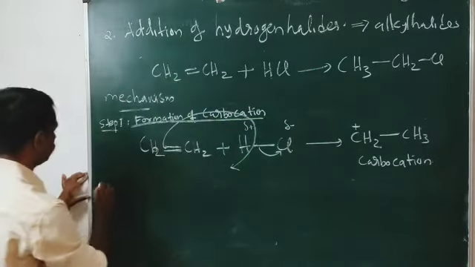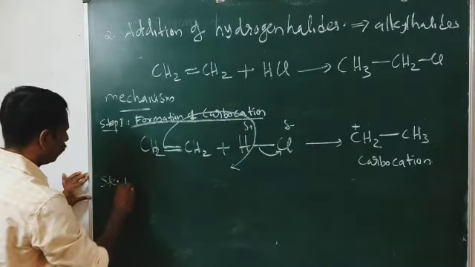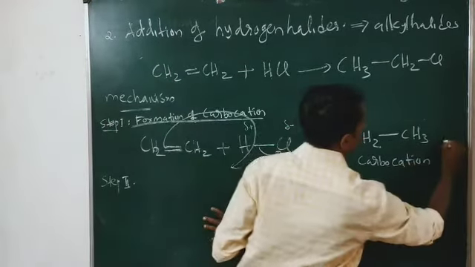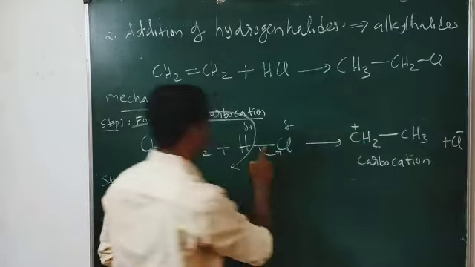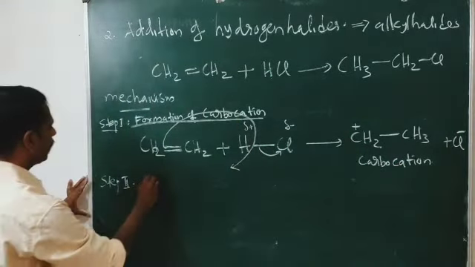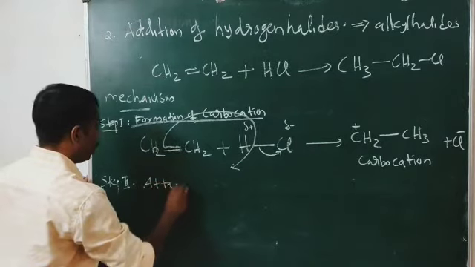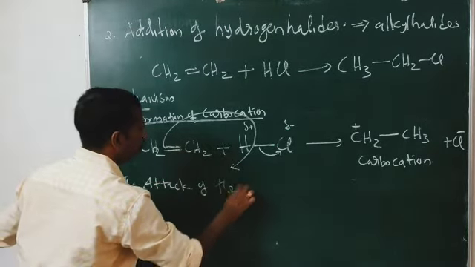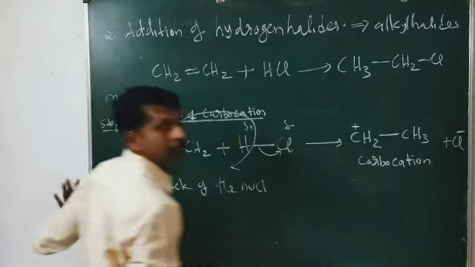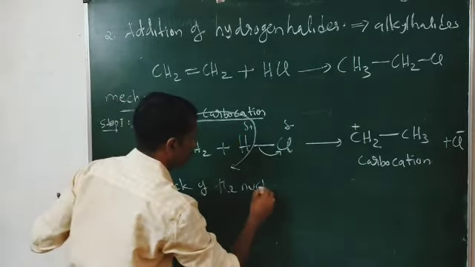And in the second step, step two, plus Cl minus, this Cl minus. Now in the second step, attack of the nucleophile. This is acting as a nucleophile, a negatively charged species. Nucleophile.